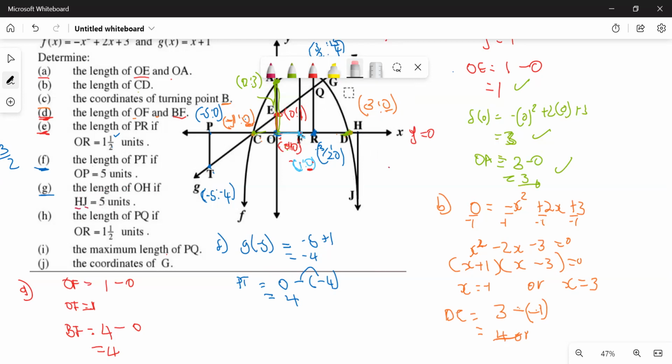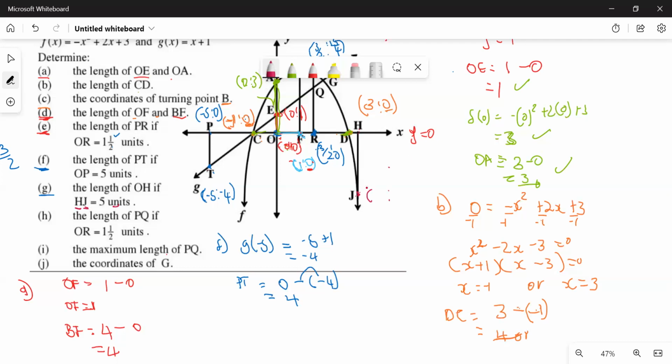So HJ, I will come and write here. Let's check. HJ, from H to J, they say we have 5 units, meaning here you are going to have the Y value. HJ is equal to 5 units, meaning from here to here, it's going to be equal to 5.